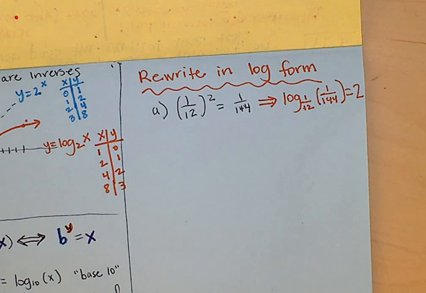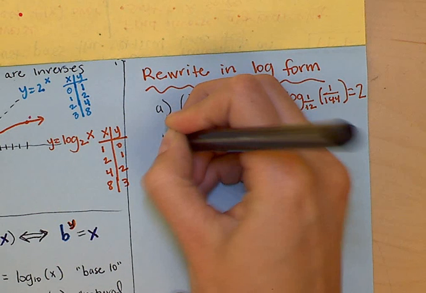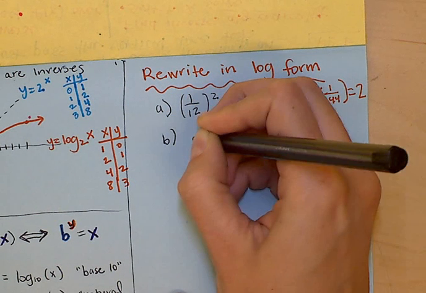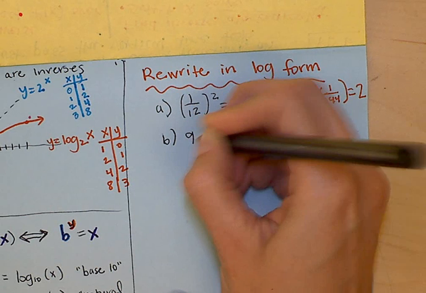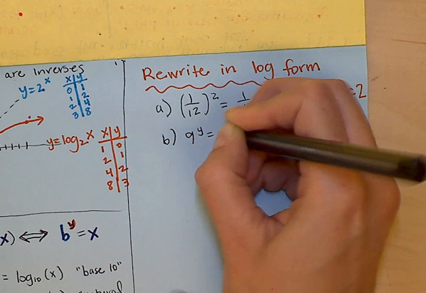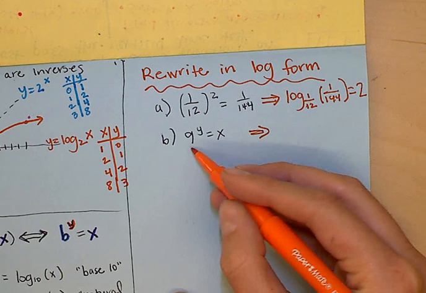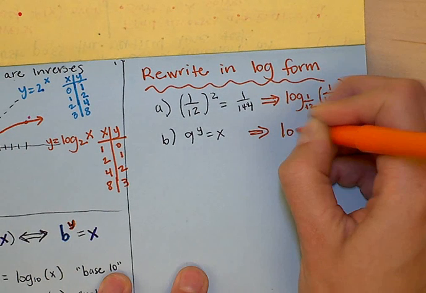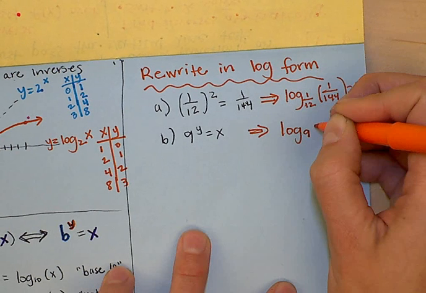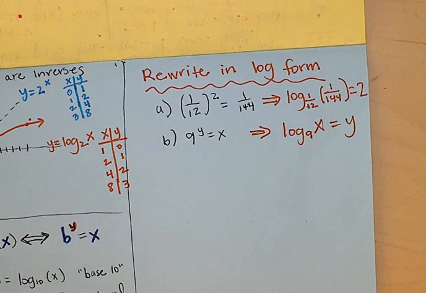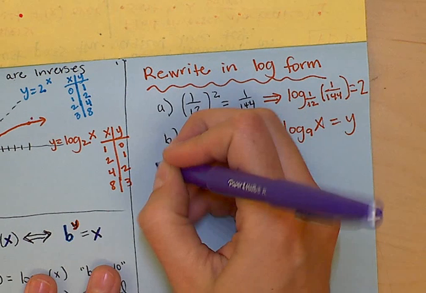I'll write another one. This one's 9 to the y equals x. And this can be rewritten in log form. The base stays the same, so log base 9 of x equals y. Yay!